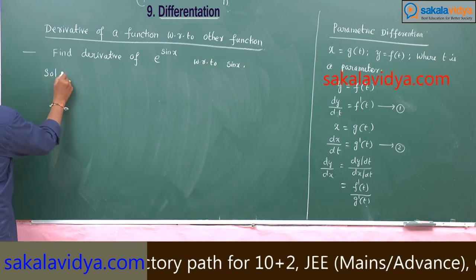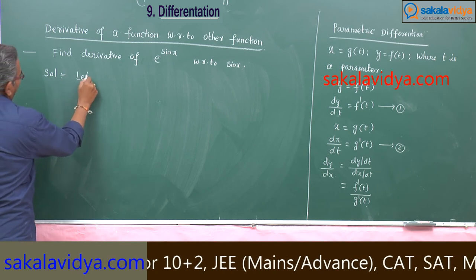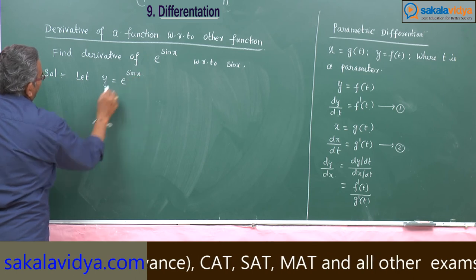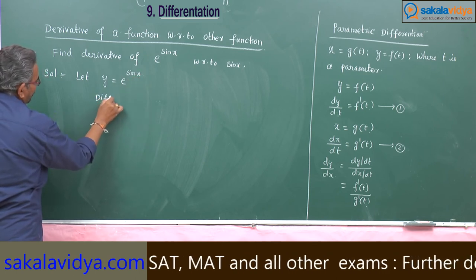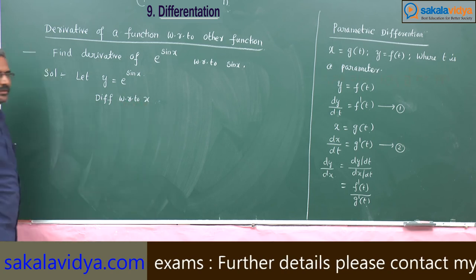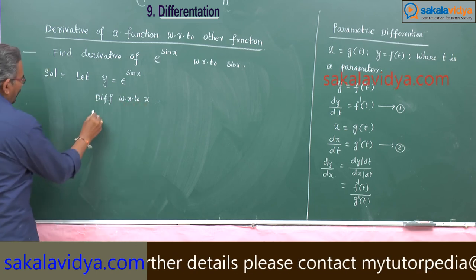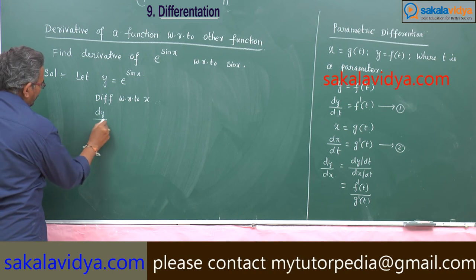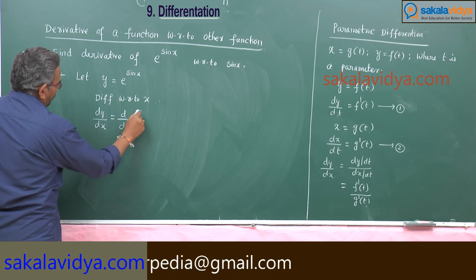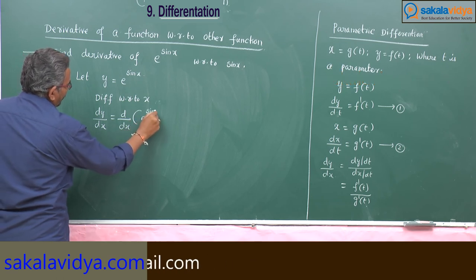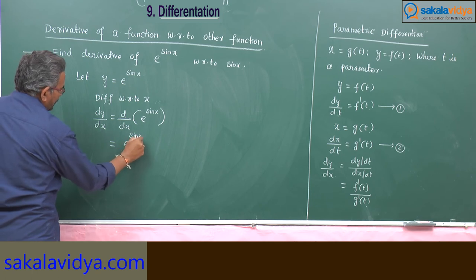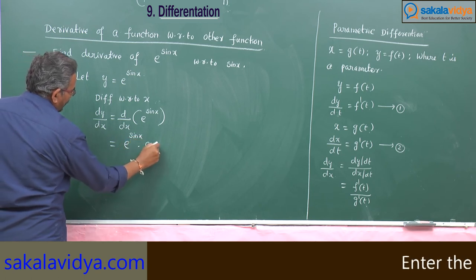Suppose let us say y is equal to e power sin x. Differentiate with respect to x. Now what do we get? dy by dx is equal to d by dx of e power sin x. The differentiation of e power sin x is e power sin x into the differentiation of sin x, which is cos x.